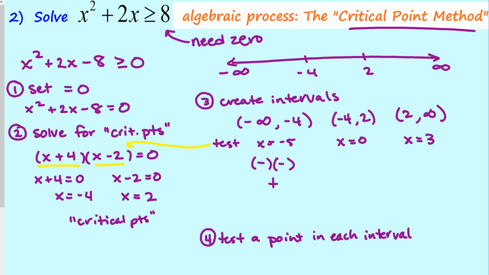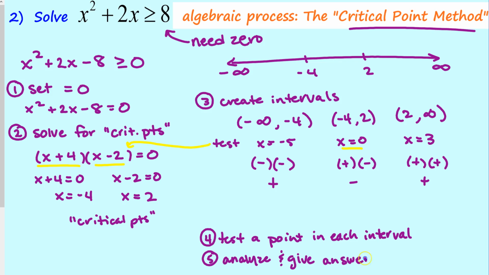Let's move on to the second number, x equals 0. Substitute it into the first factor, 0 plus 4 is positive, and substitute it into the second factor, 0 minus 2 is negative. Positive times negative is negative. Same thing for x equals 3, and we get a positive times a positive, which is positive. Okay, so now we need to analyze the results and answer or solve the problem. Analyze and give answer.